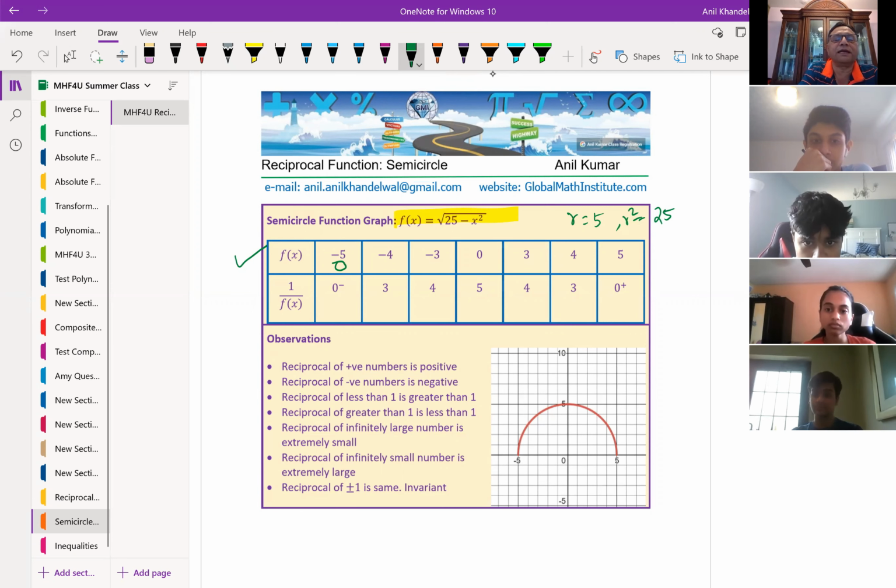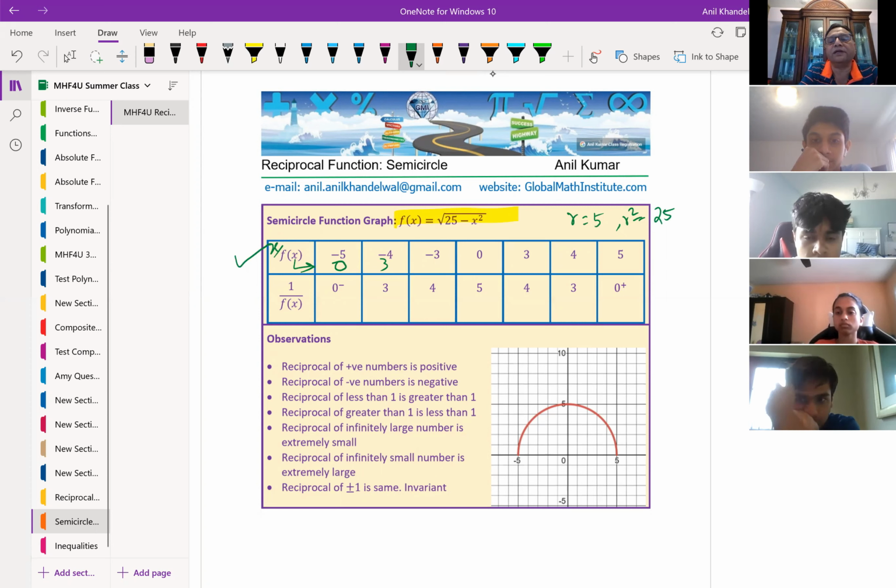I should write x comma f of x. I'm taking x values, writing f of x. If I put minus 4 here, minus 4 squared will be 16, right, for x? And then what do I get? I get 3 for f of x, right? So I'm writing f of x values in green now.